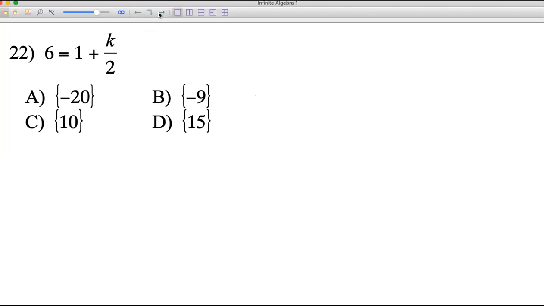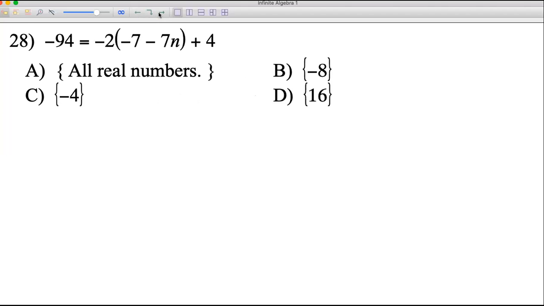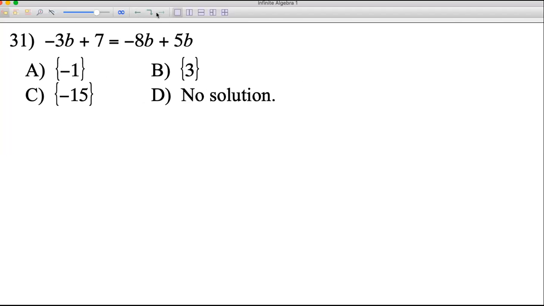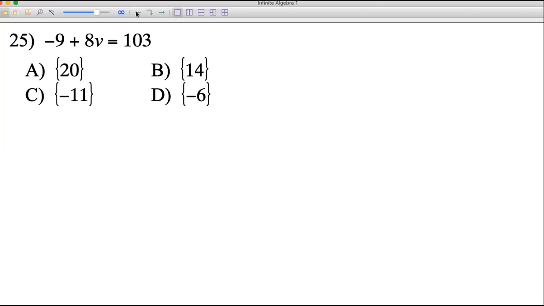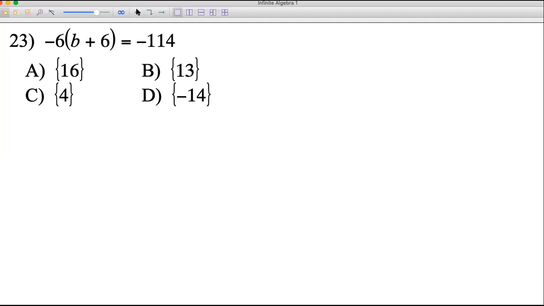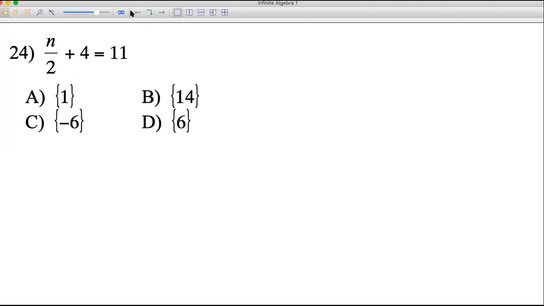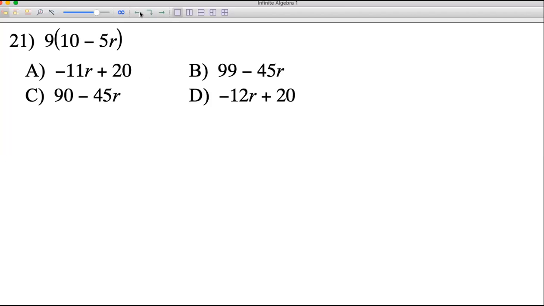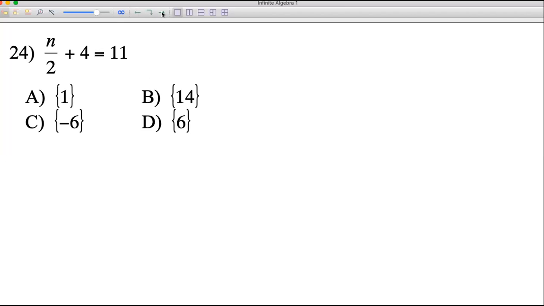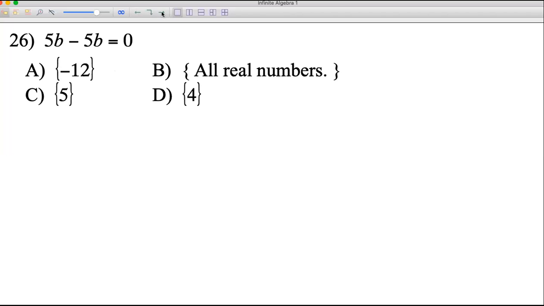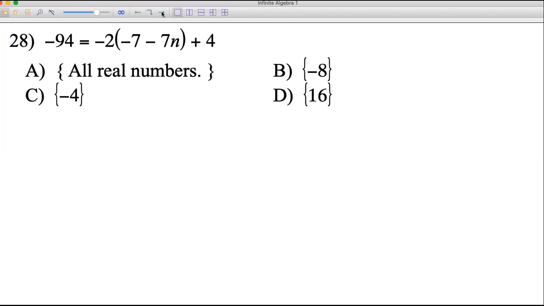Question 22 all the way through 31 are solving equations. So let's see. In Algebra 1, we didn't have any one-step equations. We started off with 2-step equations. Those are questions, what do we got? That's a 2-step, that's a 2-step, all the way through 28. So 22 through 27 are 2-step equations. 28 through 31 are your multiple steps.